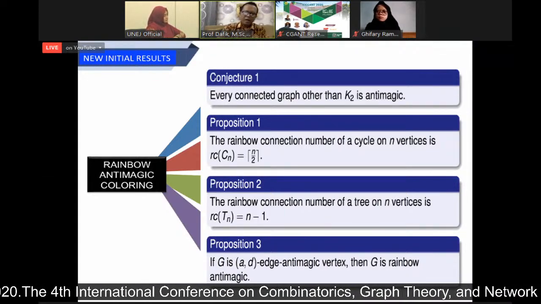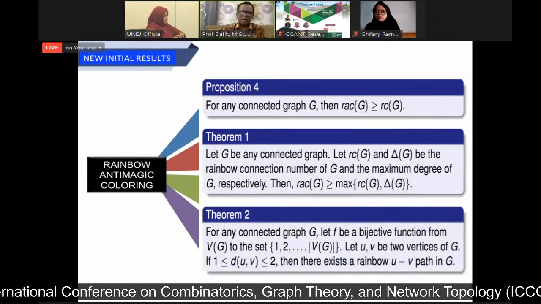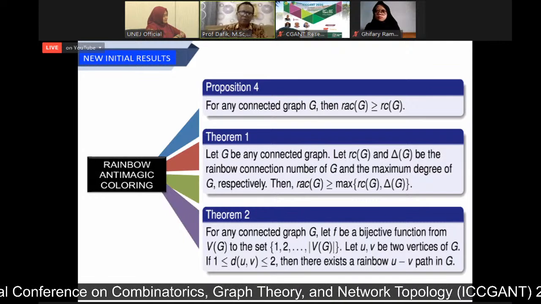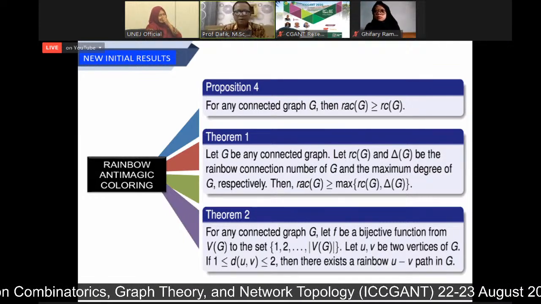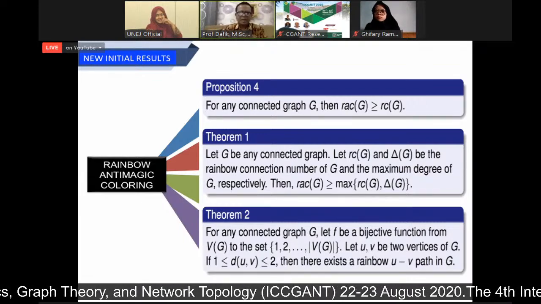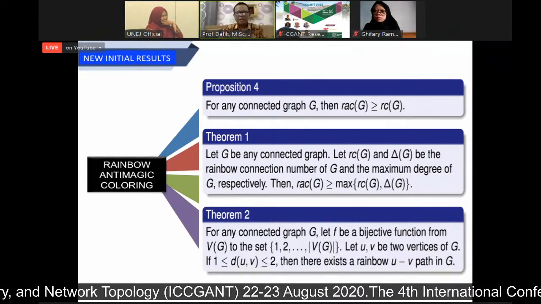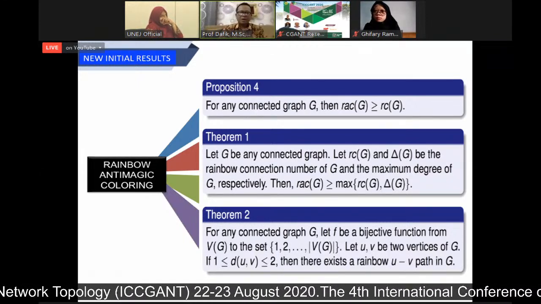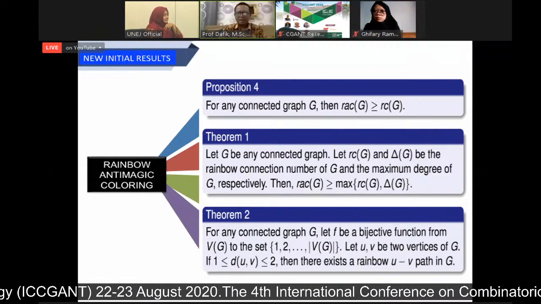And normally, again, for having a good manuscript or good paper, we try to have a lower bound for this study. In this study, we have a rainbow anti-magic coloring, and then we have the lower bound of the rainbow anti-magic coloring is the rainbow coloring.